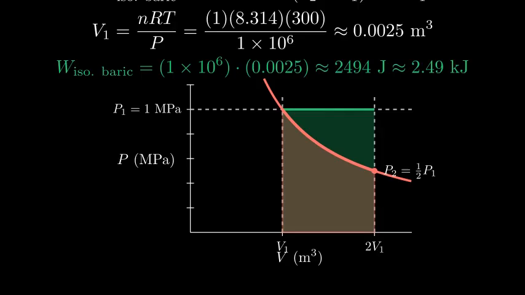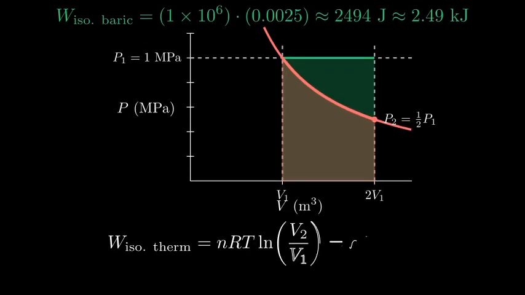The work is the area under this curve from V1 to 2V1, which equals nRT times the natural log of 2. For isothermal expansion of an ideal gas, work equals nRT times the natural log of V2 over V1. Because the volume doubles, the ratio is 2.